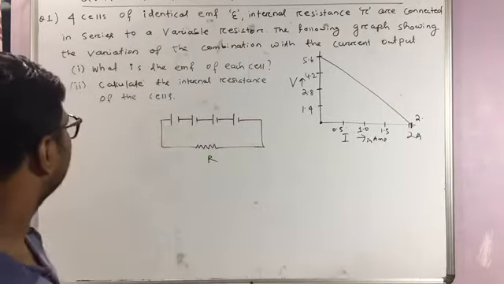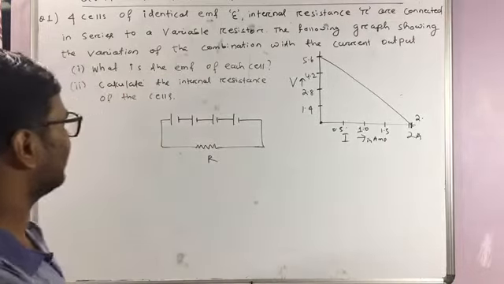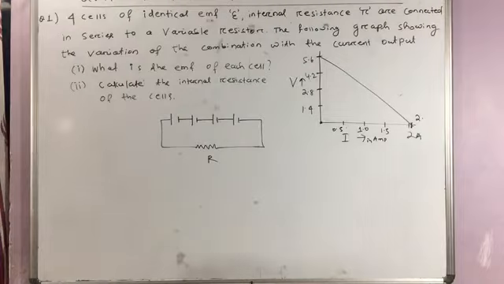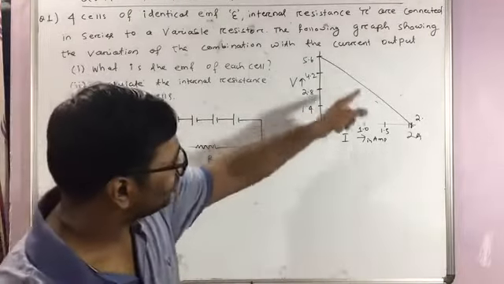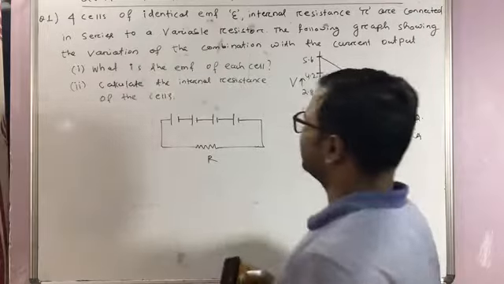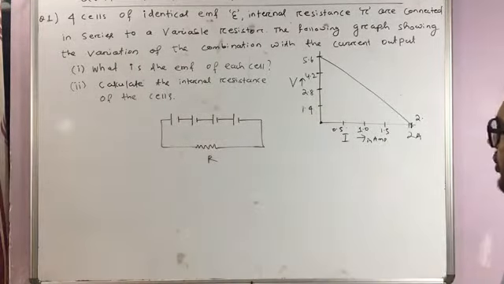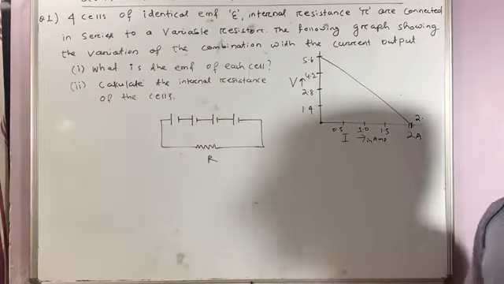What is the EMF of each cell? What is the EMF of each cell? See, here the terminal potential difference is being calculated for the entire 4 cells. They are connected in series. This is the V versus I graph.